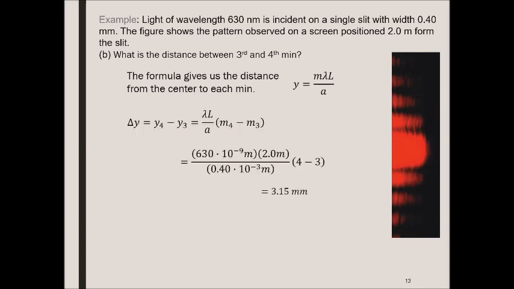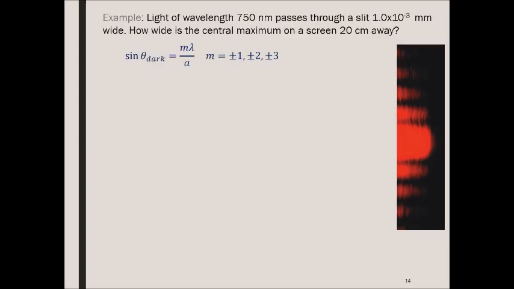Here's that nicely typed up again. And now it's your turn to try to find the width. So here we have a slightly different wavelength. We're given the slit. So here is your lambda. Here is your a. And then how wide is the central maxima on a screen 20 centimeters away?